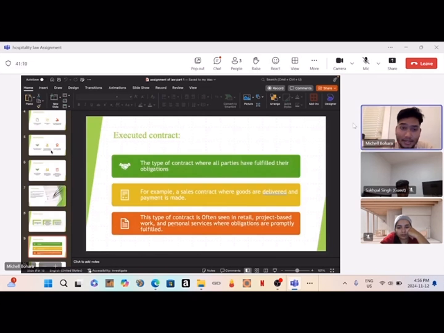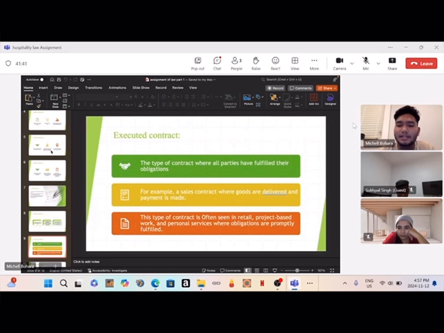And another one is the executed contract. An executed contract is one that is fully completed. Both sides have done what they promised. For instance, if you buy a concert ticket online and immediately receive the ticket, the transaction is complete and the contract is executed. Because we buy a ticket and we immediately got that ticket and the transaction is completed, right?